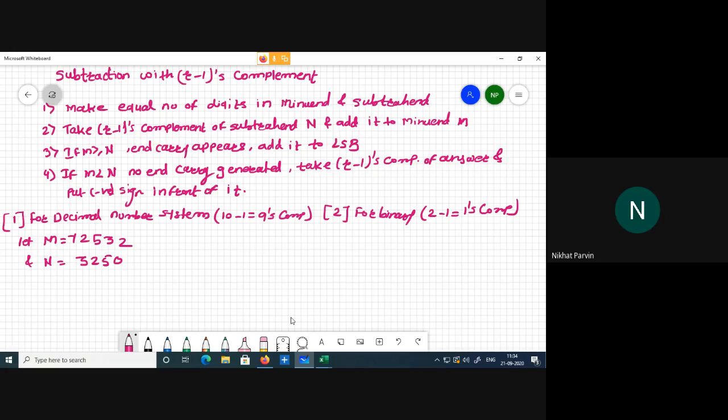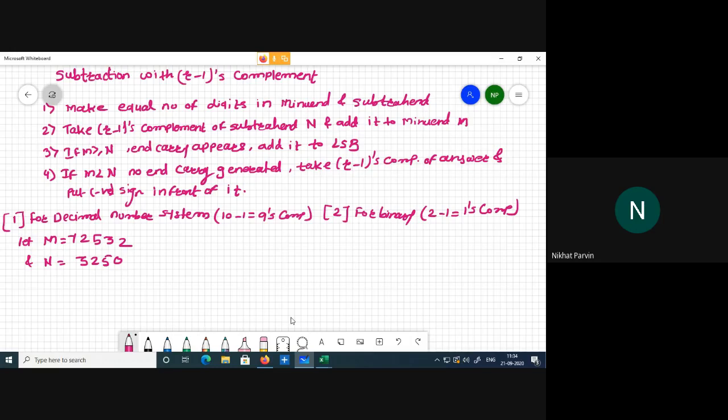As r minus 1 is concerned, if you go for the decimal number system, your base is 10 and 10 minus 1 means we have to study 9's complement. In the same way for binary, the base is 2, so as we want r minus 1, we get 1's complement. Now there are a few steps we need to follow to perform the subtraction using r minus 1 complement.